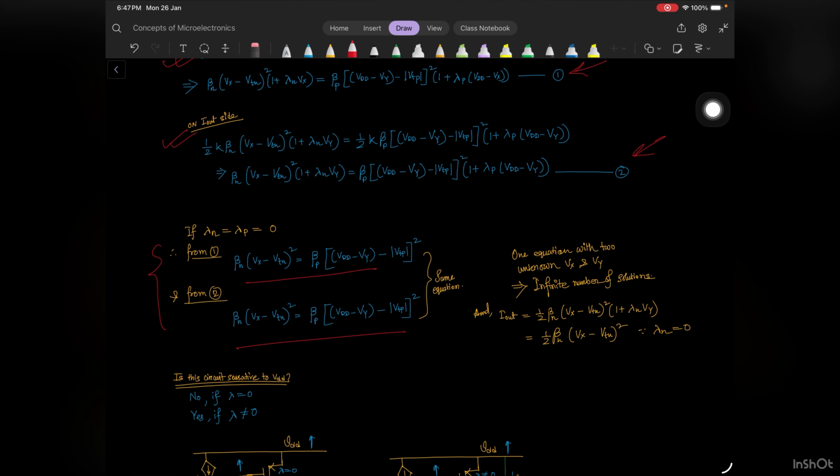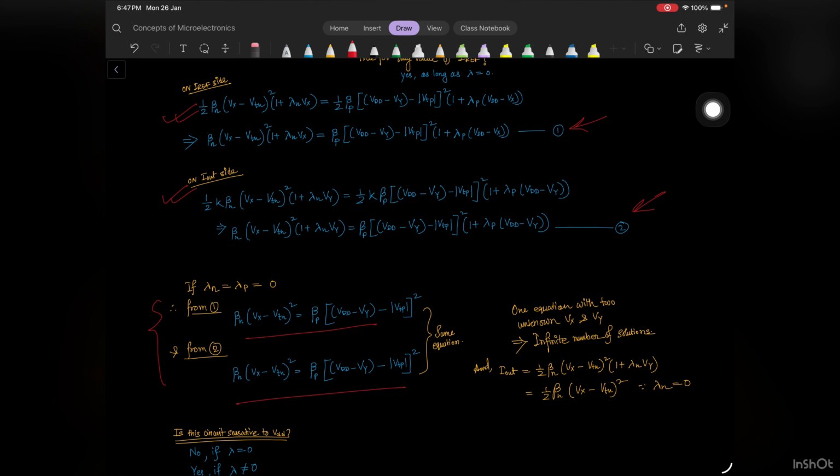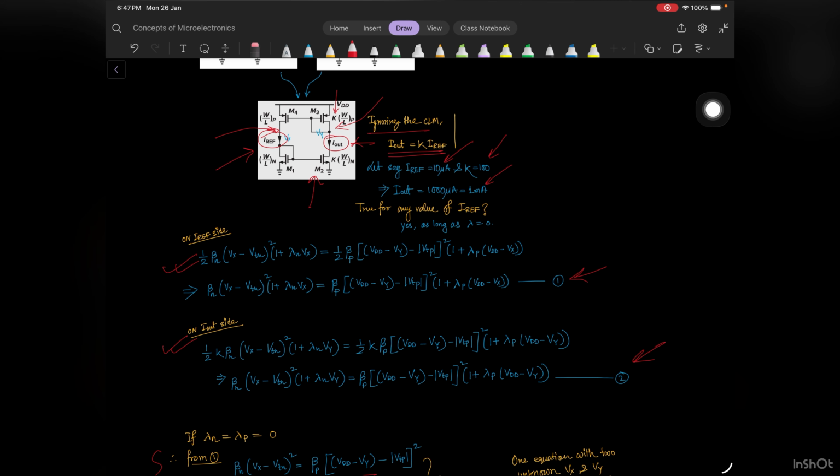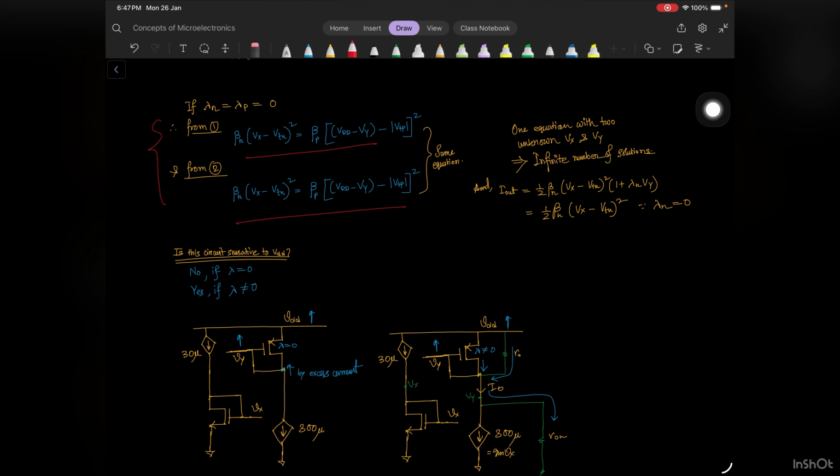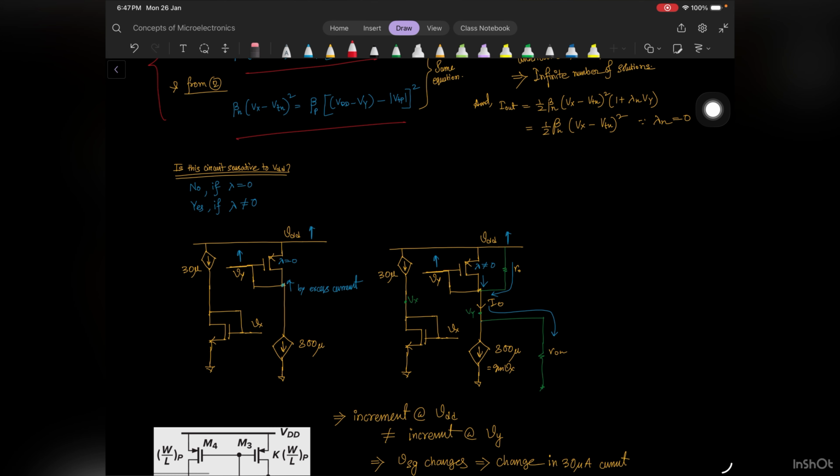Now let us see how much the sensitivity of this circuit is with respect to any change in VDD. Okay, so first of all, if there is any change in VDD, and if your lambda is 0, at that time definitely there is no change in I out.